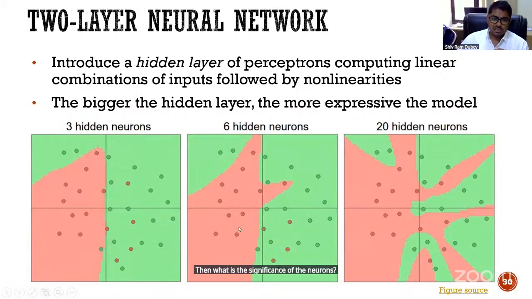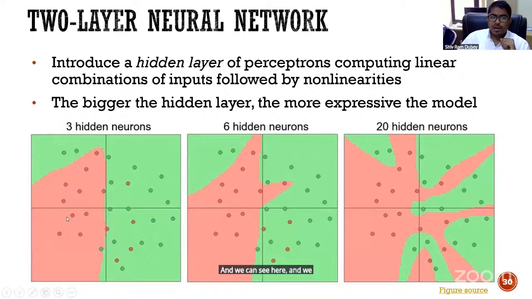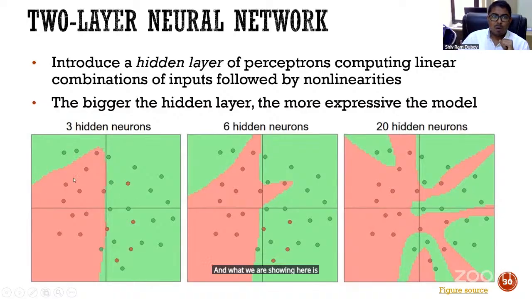So here we can see 3 scenarios. In the first scenario, we have 3 neurons. In the second scenario, we have 6 neurons. And in the third scenario, we have 20 neurons. And we also have the data points. The red ones are from one category and the green ones are from some other category. And what we are showing here is the decision boundary, which is learned by our neural network.